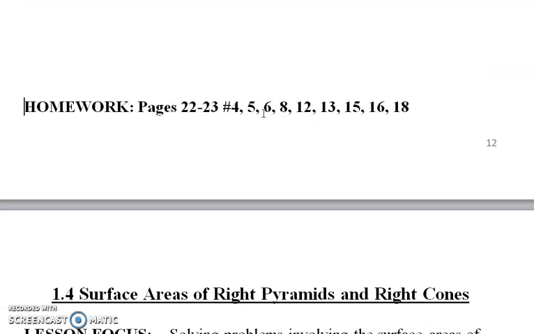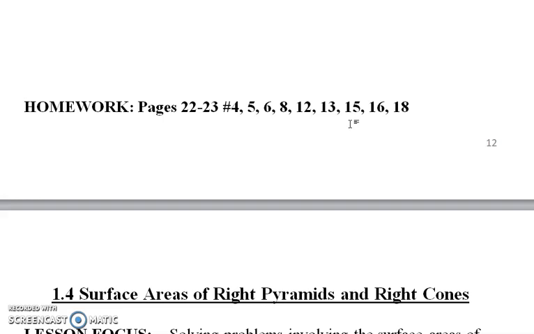So the homework that goes with section 1.3 is on pages 22 to 23. It's numbers 4, 5, 6, 8, 12, 13, 15, 16, and 18. And you can work on that before moving on to the next section. That's it for section 1.3 relating SI and imperial units.